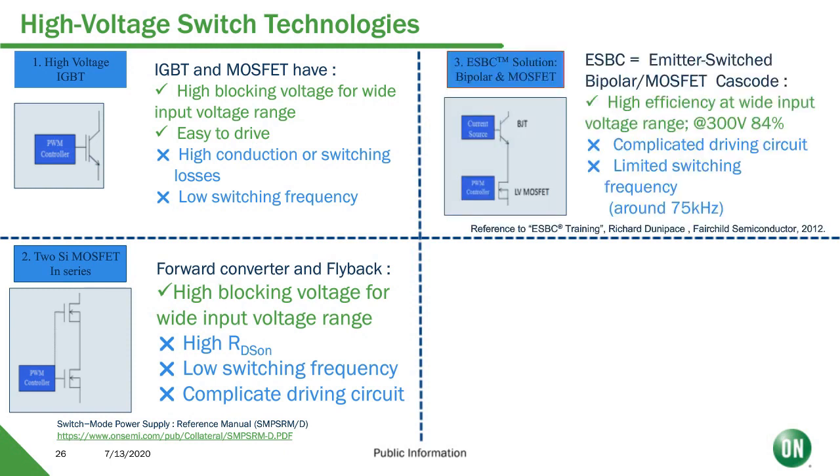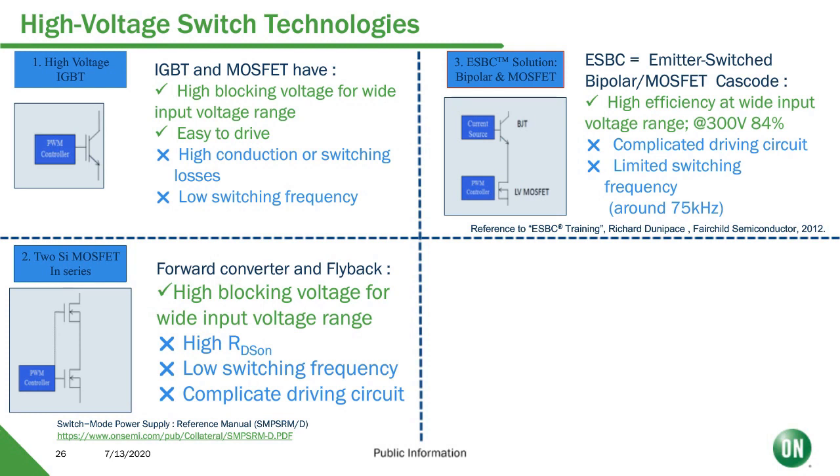Thirdly, is a solution from a paper from Fairchild Semiconductor, which is now part of ON, using an ESBC, or emitter switched bipolar cascode solution, where you're putting a BJT in series with a low voltage MOSFET. This is a good way to get a high efficiency out of the system. We demonstrate a 300 volt DC bus. You can get 84% efficiency. Since again you are driving two different devices, it's a little bit more complicated drive circuitry, and it is limited to around 75 kilohertz of switching frequency.